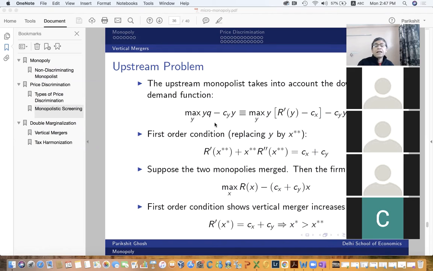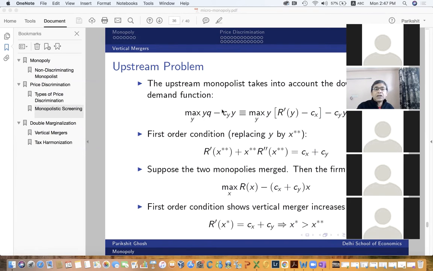Okay. Now let's come to this context. Can we think of, let's say in terms of pricing the intermediate input, namely this wood. What kind of externality, when the two firms are separate, what is the nature of the externality in terms of pricing?